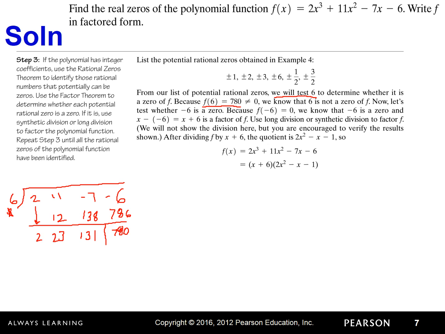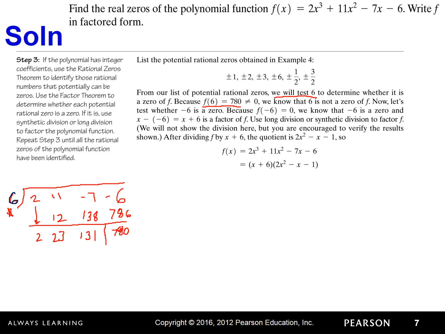And that's not equal to 0, meaning that if you do this division, division by x minus this number right here, by the factor theorem, the division does not go evenly. There's a remainder.